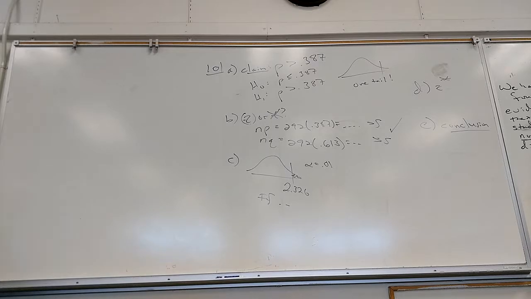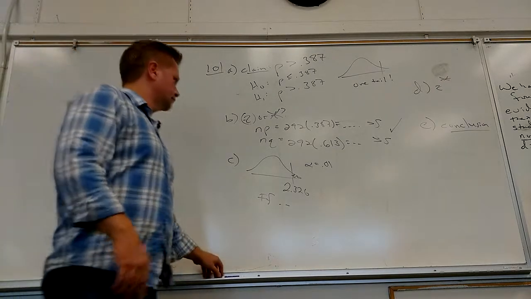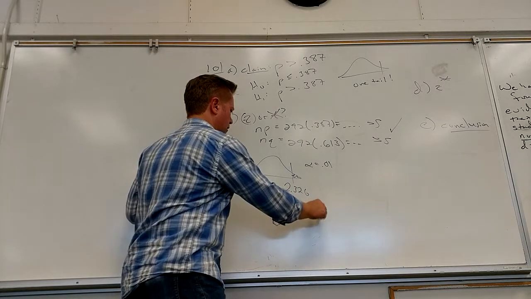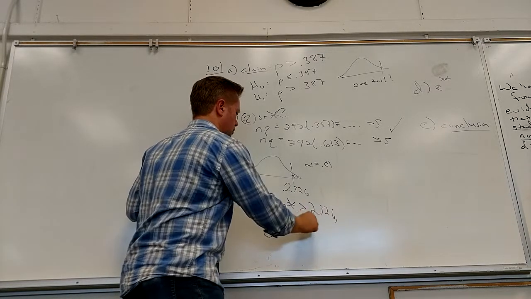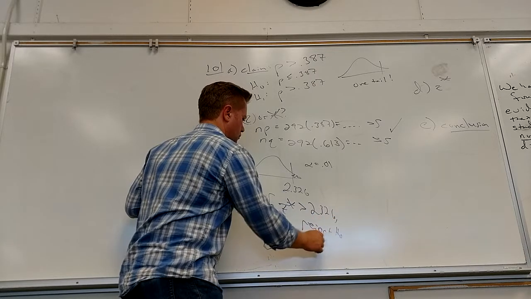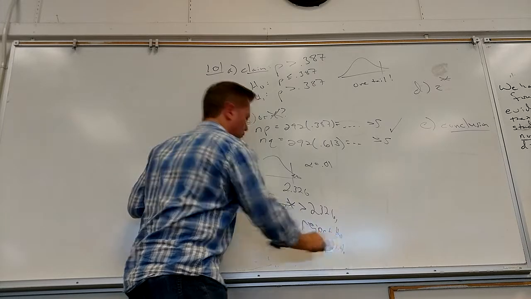Here's number 11, by the way, if you weren't here the other day. We did that in class. So if Z star is bigger than that, reject the H0. Support the Ha.